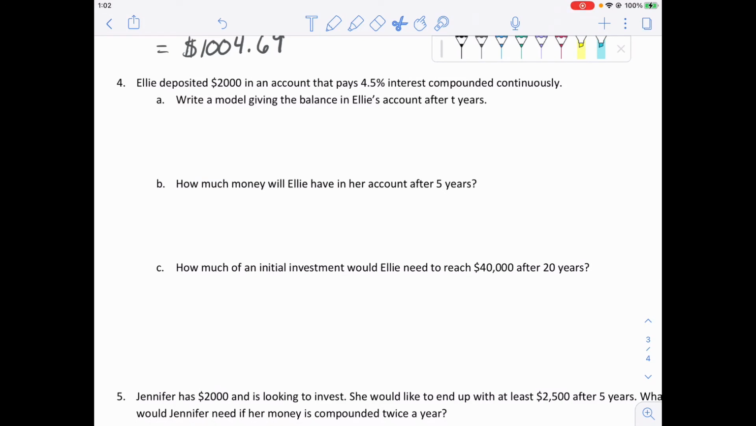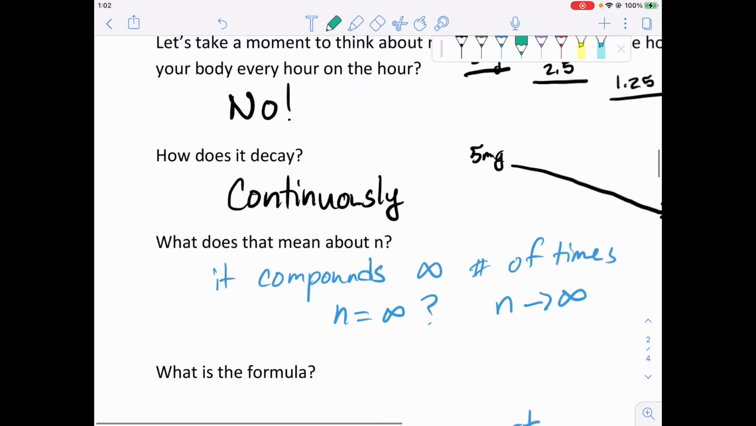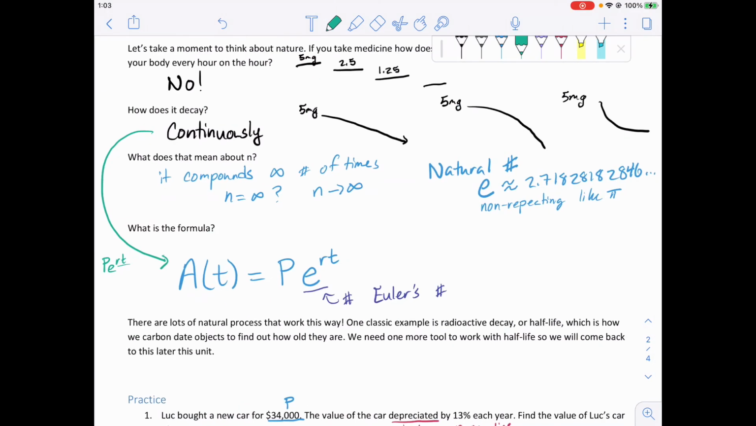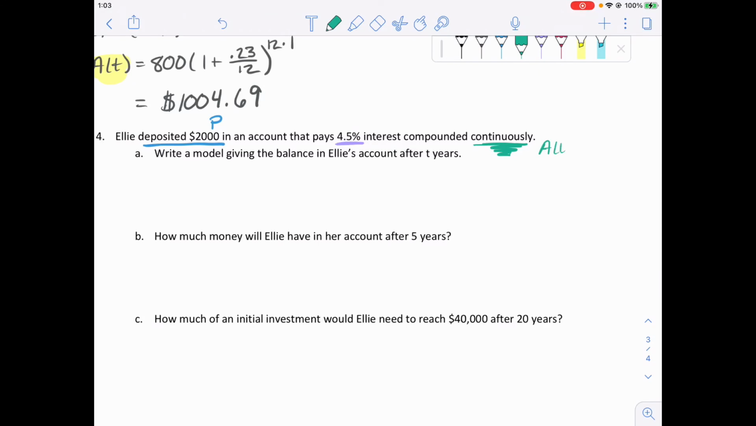Ellie deposited $2,000 in an account. Okay, that's our principal. She deposited that. That's our starting amount, P. It pays 4.5% interest compounded continuously. Oh, we have an interesting word here, continuously. We've seen that before. So if we see the word continuously, we need to think of this formula, which a lot of times is called PERT, because it looks like PERT. You just need to remember the RT goes in the exponent. So that means we're using our new formula: A of T equals P e to the R T. This is continuous.